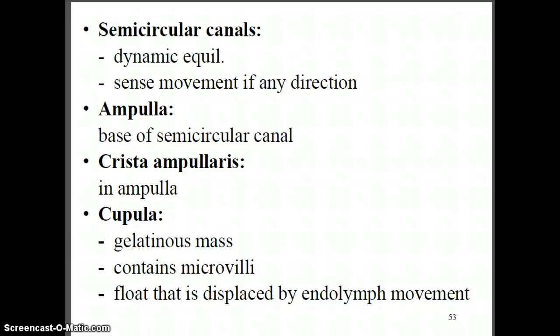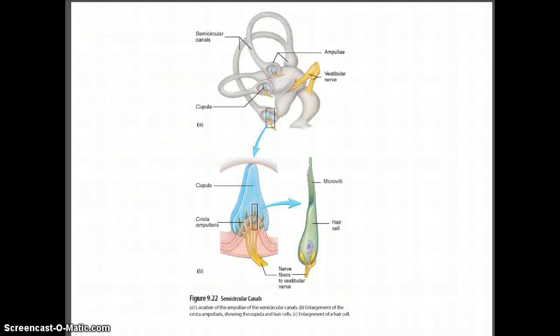Here is dynamic equilibrium, and it can allow us to detect sense of movement in any direction. And this shows you some of the structures that are involved at the base of the semicircular canal and what these structures are. Notice that the cupula contains microvilli, and they float and are displaced by the movement of endolymph. So it's this bending of the microvilli which causes us to perceive the sensation of movement. Here are the structures. Take a look at these and try to visualize them all put together.